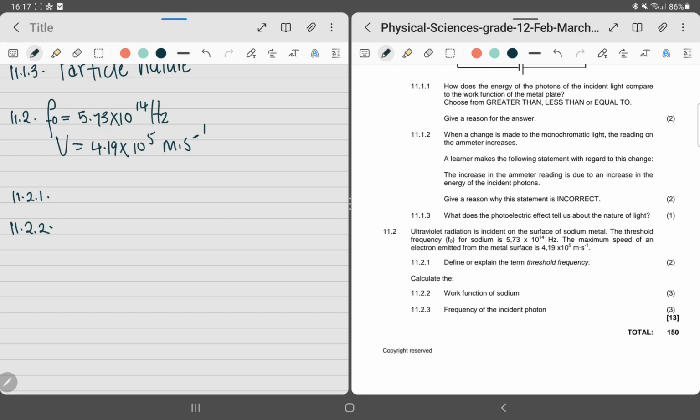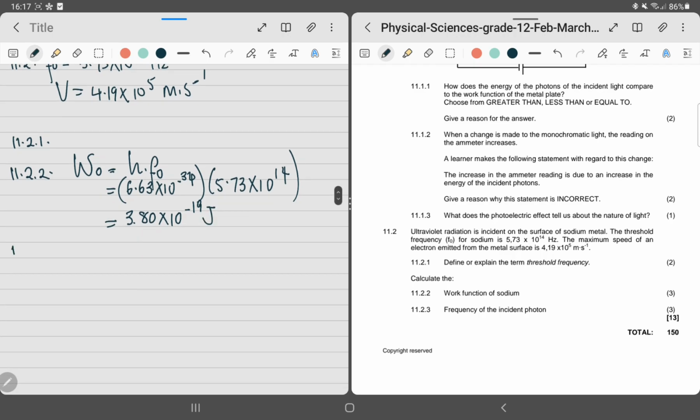Calculate, 11.2.2, the work function of the sodium. The work function is equal to Planck's constant multiplied by the threshold frequency. And then we are given this as 5.73 times 10 to the exponent of 14. So I am getting 3.80 times 10 to the exponent of negative 19 joules.